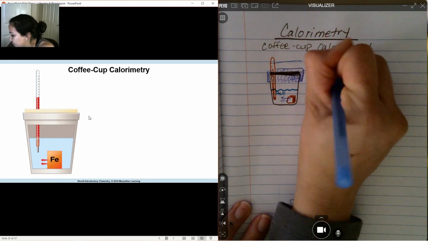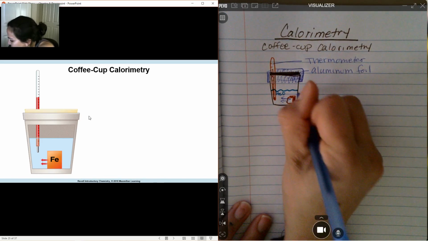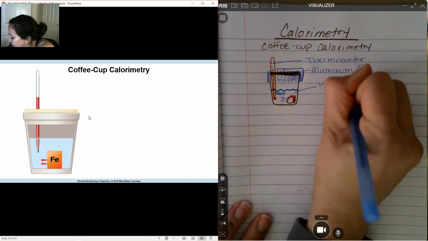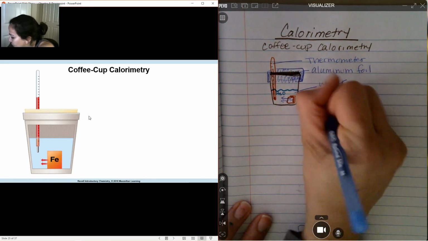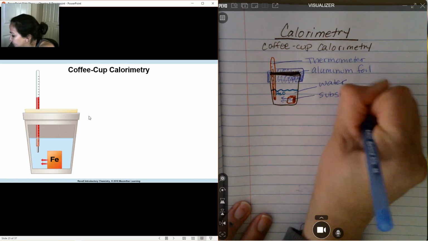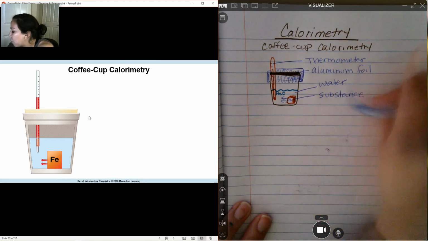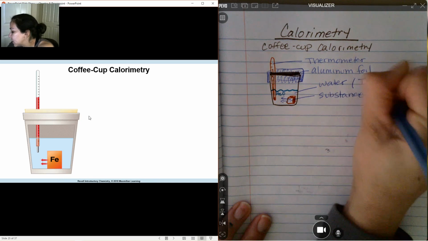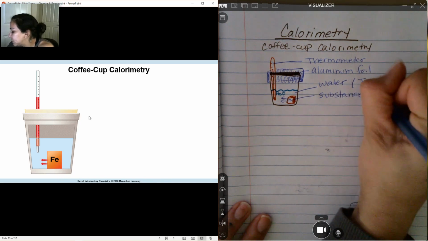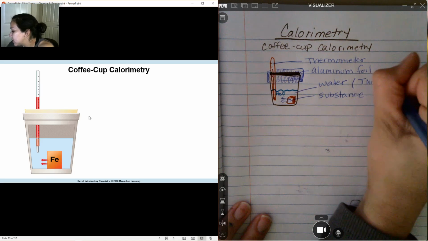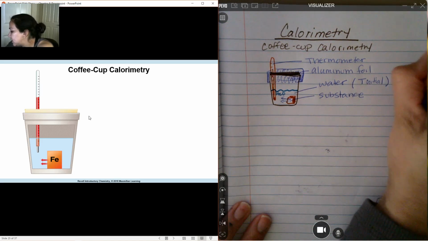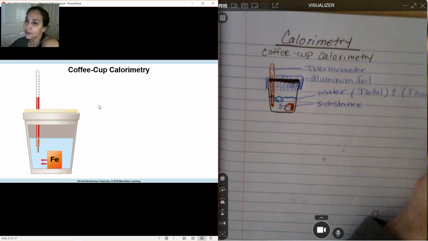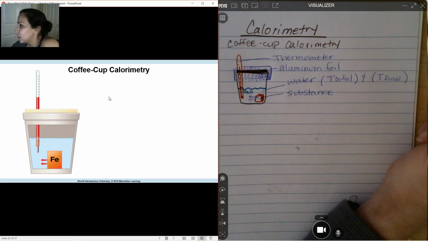Thermometer. Water. Your substance. Okay, so you have to know the temperature of the water. You need to know the temperature initial, so before you put the substance in there, and you need temperature final. And that's after your temperature starts to kind of give you the same numbers and it starts to go down. So this is the temperature, the highest temperature probably.